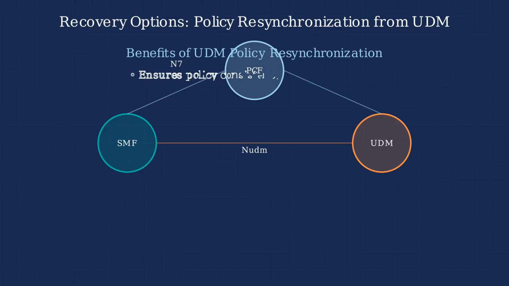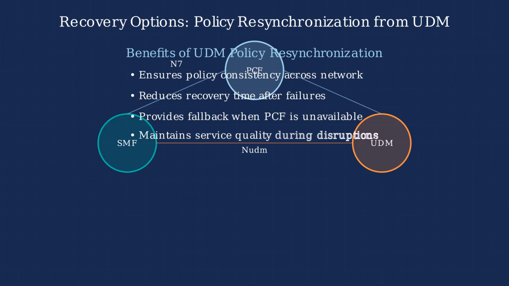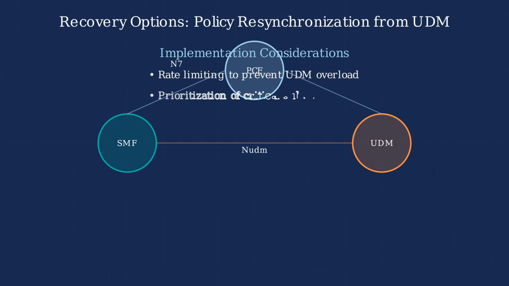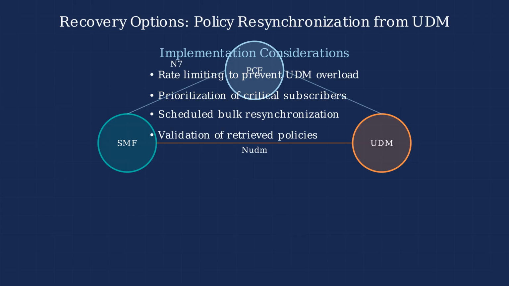UDM policy resynchronization offers several benefits. It ensures policy consistency across the network, reduces recovery time after failures, provides a reliable fallback when the PCF is unavailable, and helps maintain service quality during network disruptions. When implementing policy resynchronization, operators should consider rate limiting to prevent UDM overload, prioritization of critical subscribers, scheduled bulk resynchronization during off-peak hours, and proper validation of retrieved policies before enforcement.